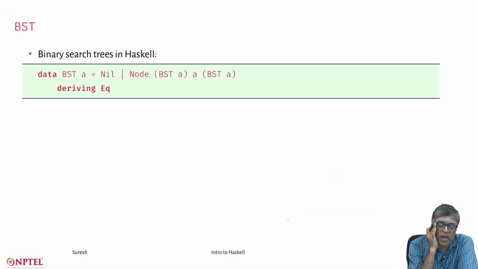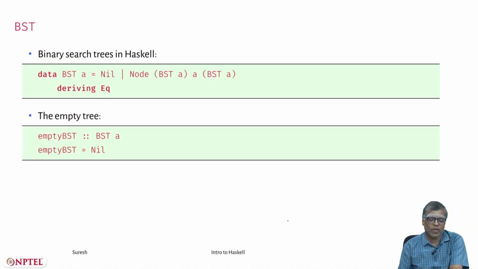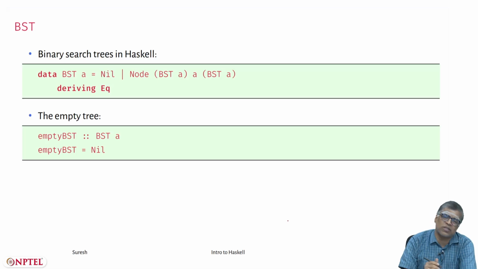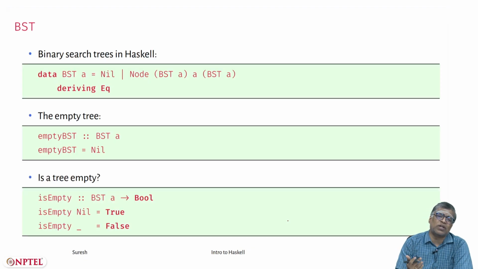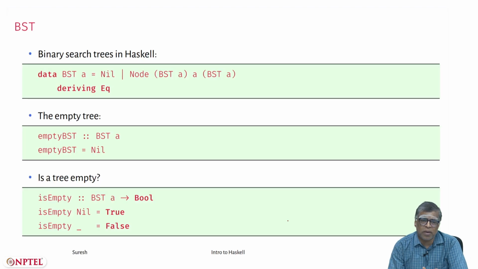Now how do you represent binary search trees in Haskell? Nothing at all. You had earlier BTree of A, now you do BST of A, that's it. There is no more change that is needed. And there are various utility functions you can have. Empty BST is just Nil, so this is a smart constructor if you will. And you can check whether the tree is empty: isEmpty of Nil is True, isEmpty of anything else is False. These are exactly the same routines that we had for BTree, you can lift them to BSTs.